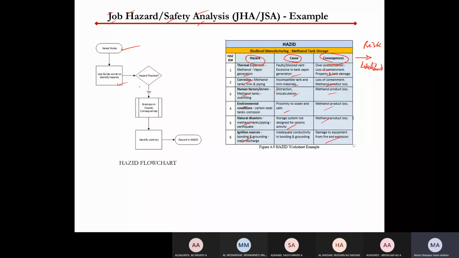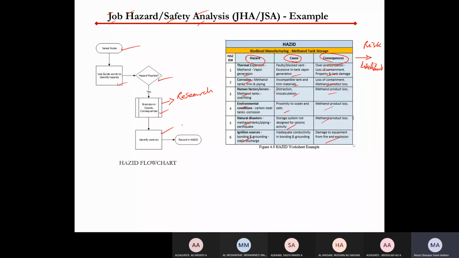Or if you have extra of this, you have too much of this, or you don't have that, you get. So this is one of the ways you could do that. So if you use the guide words, you could determine if hazards are possible. If yes, brainstorm on the causes and the consequences. So not only brainstorm, you can also research. Okay, you can research, especially from previous occurrences. All right, previous occurrences, research papers that other people have written. This could give you information on this, and this could also guide you in your brainstorming process.